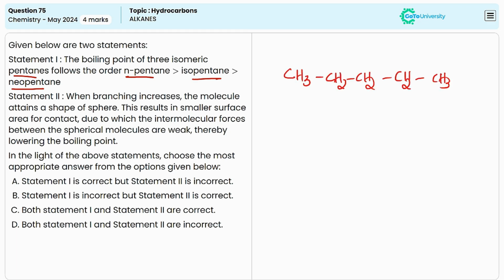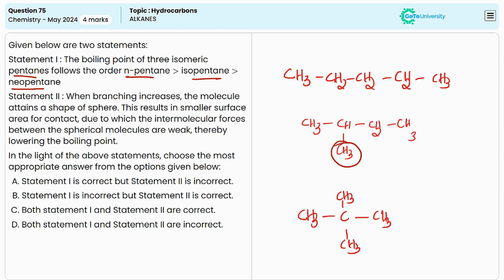The first one is normal pentane. It contains a long chain of 5 carbon atoms. The second one is isopentane. Here the second carbon atom contains a branched methyl group. The third one is neopentane. Here the second carbon atom is connected to 4 methyl groups.